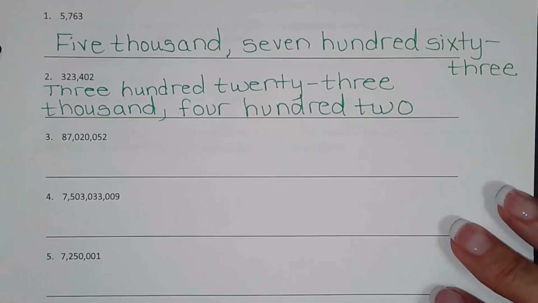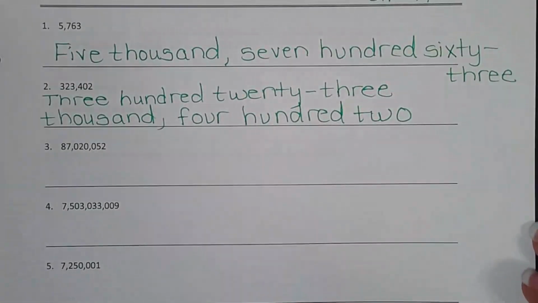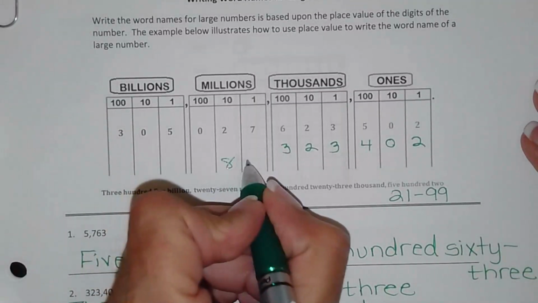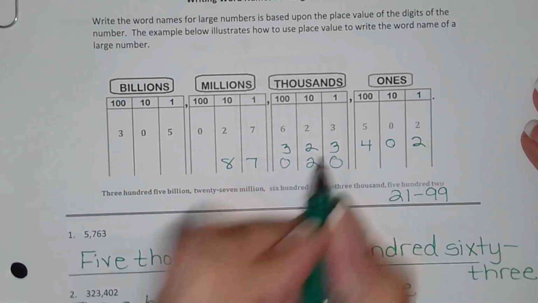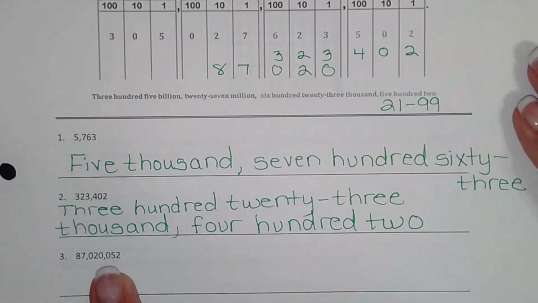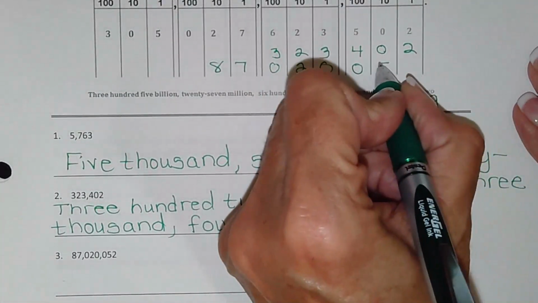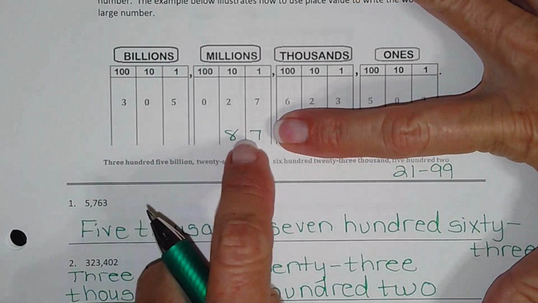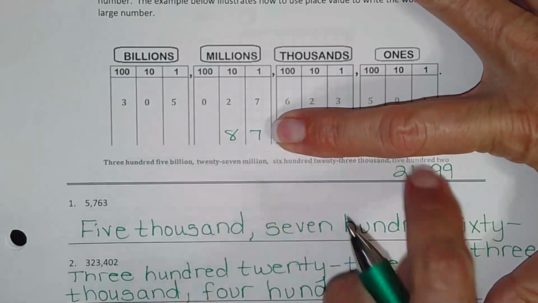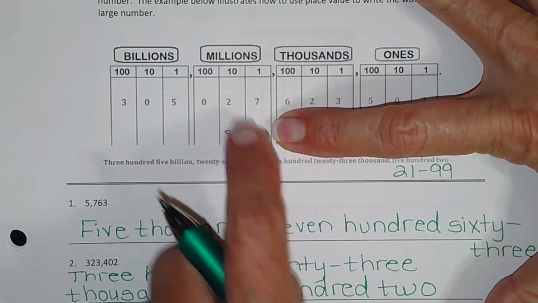Okay, so let's do one more and then I'll let you guys try the last two on your own. So 87,020,052. So you cover up this and you just do the first part. 87 is in between 21 and 99, so it's going to get a hyphen. 87 million.